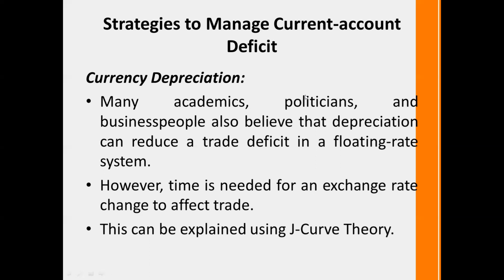So why is there a financial account surplus? Because investments are high, or in the other way around, borrowings are high.